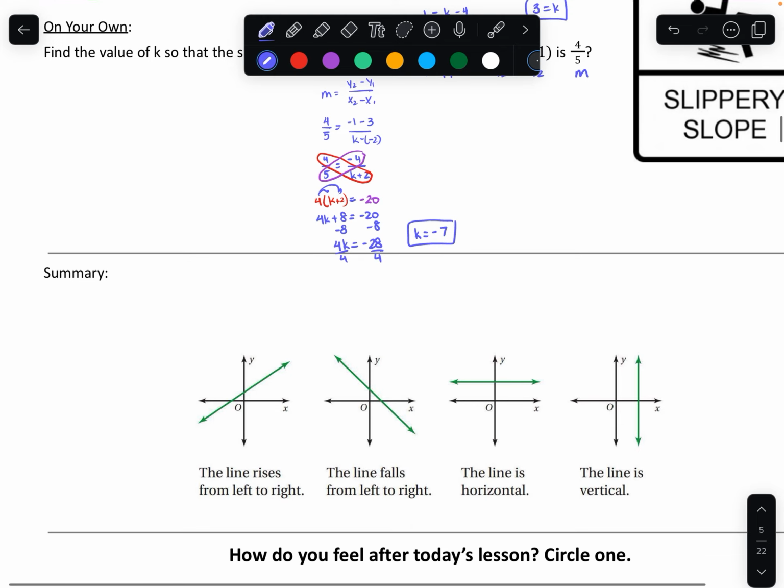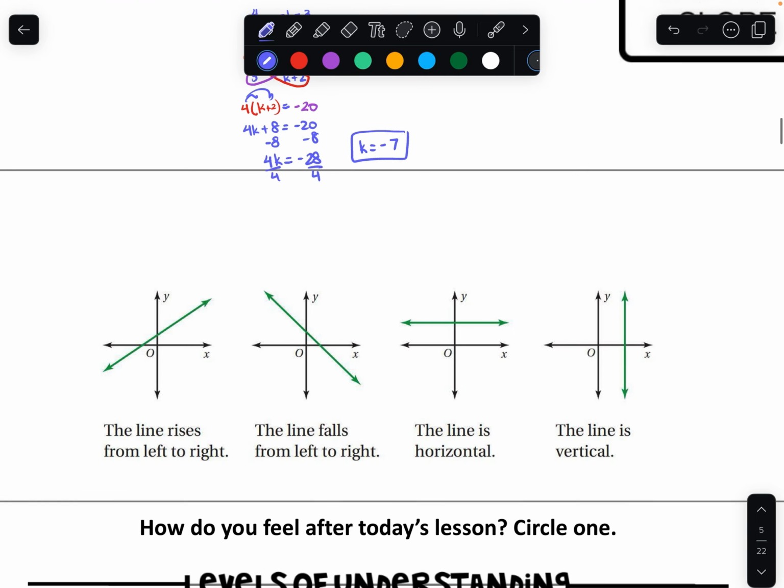All right, so now let's wrap it up. Let's just summarize slope. If my line rises from left to right, this is what we call a positive slope. If it falls from left to right, it is a negative slope. If it's a horizontal line, my slope is going to be 0. If it's a vertical line, my slope is going to be undefined.